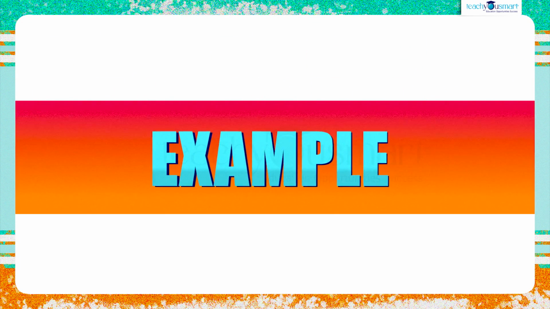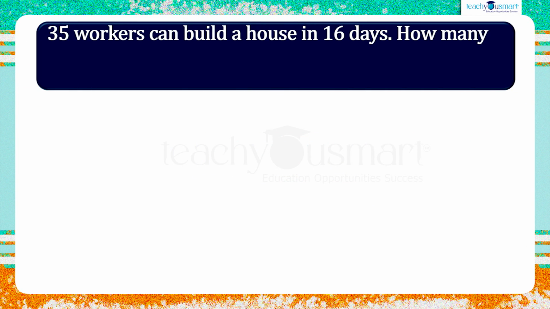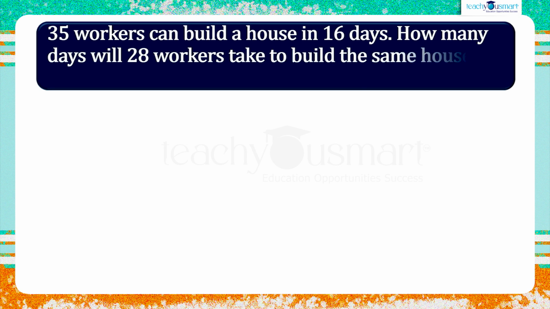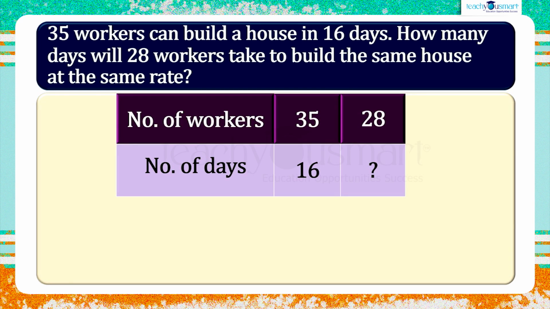Let's see an example. 35 workers can build a house in 16 days. How many days will 28 workers take to build the same house at the same rate? Given a house is built by 35 workers in 16 days, we have to find the number of days to build the same house by 28 workers.